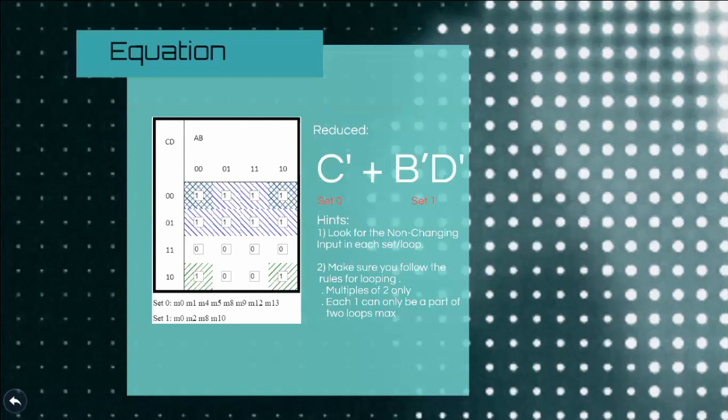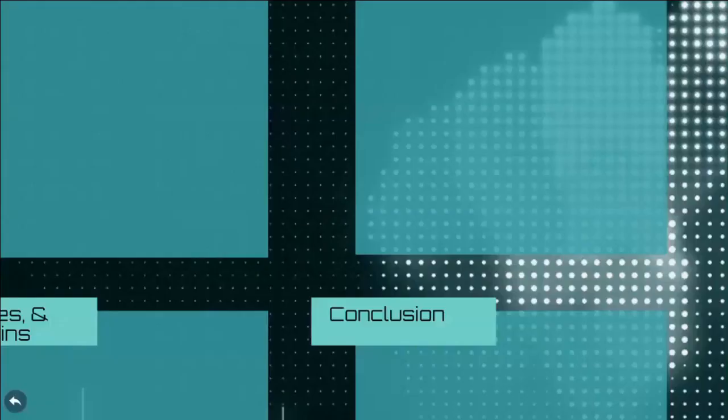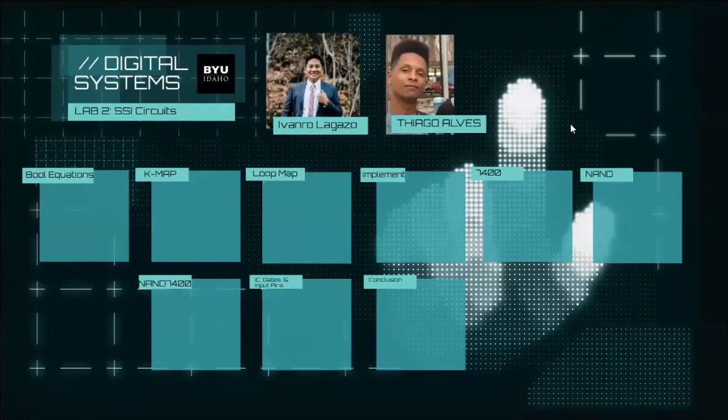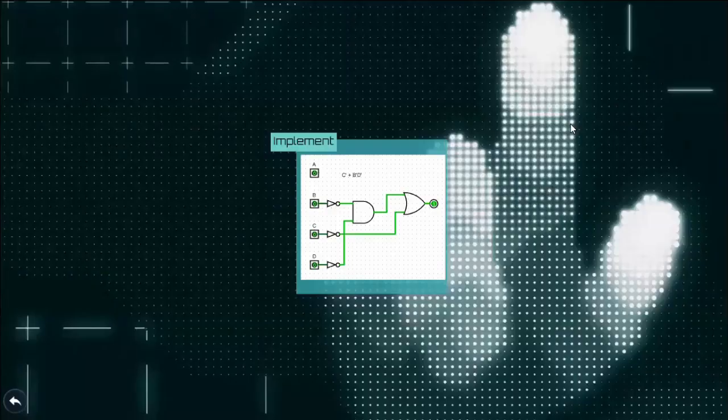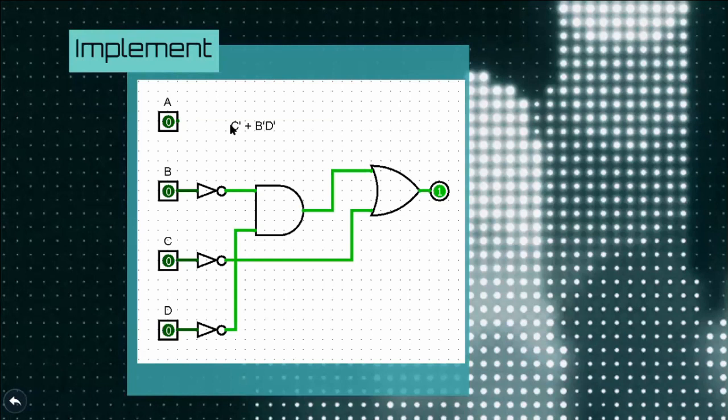Overall, we've listed hints to reduce an equation using a K-map. Now, we're going to see how to implement this equation. As you can see here, we are using only 3 literals: C, B, and D.